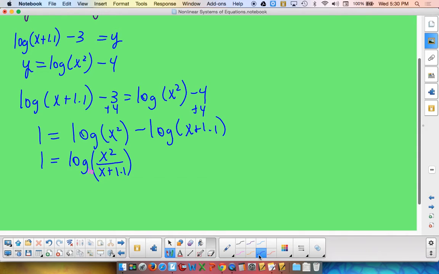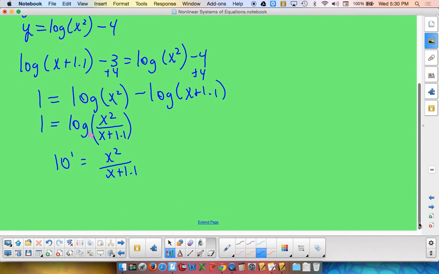So exponential form, ask yourself, what's the base? The base number is 10. What's the power? 1. So 10 to the first will equal x squared over x plus 1.1. And this is not turning out nearly as bad as it looked like it might. Okay, you're still going, but I got a decimal.